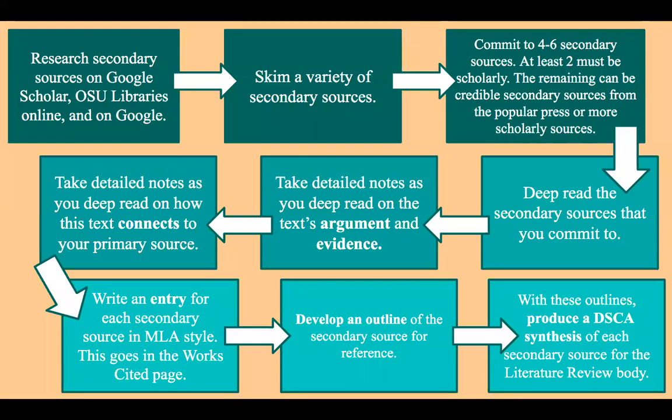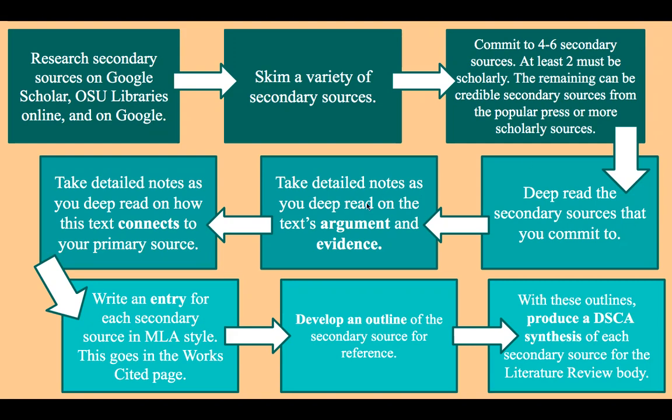And this kind of provides an overall map, if you will, of what it is that you're ultimately doing with this literature review, right? You're researching secondary sources on databases, you're skimming a variety of secondary sources, you're committing to 4 to 6 secondary sources with at least 2 being scholarly and the remainder being from the popular press, or they could be more scholarly sources. You're deep reading the secondary sources that you commit to. You're taking detailed notes as you deep read on the text's argument and evidence and how it's put together. You're taking detailed notes as you deep read on how this text connects in some way to your primary source.